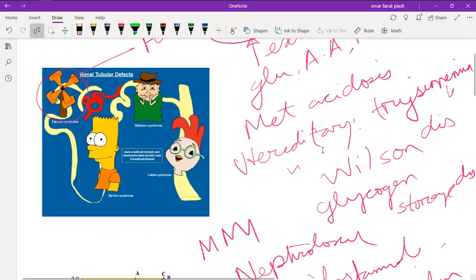Okay, the causes include Wilson disease, tyrosinemia, ischemia, multiple myeloma, and other nephrotoxic drugs like ifosfamide, cisplatin, and lead.